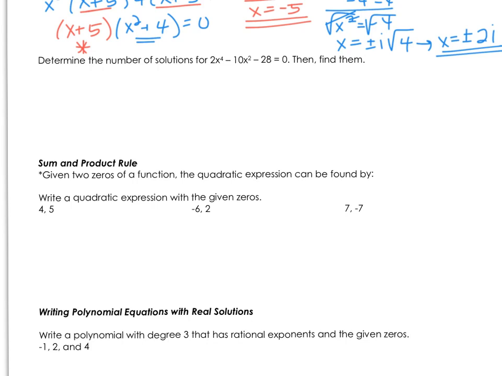Let's try another one. Determine the number of solutions for 2x to the 4th minus 10x squared minus 28 equals 0. For this polynomial, the degree is 4. Again, this means we have up to 4 real solutions, and it's possible to have 4 actual solutions that we could graph on a coordinate system. But it does have exactly 4 complex solutions, which include both real and imaginary. So I'll abbreviate solutions that time.